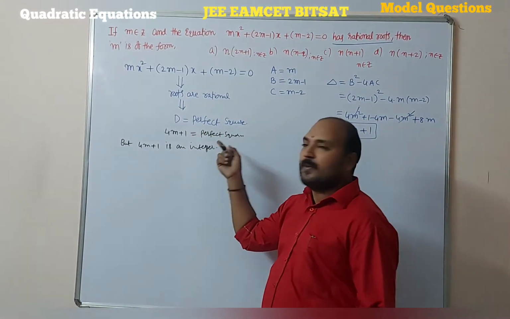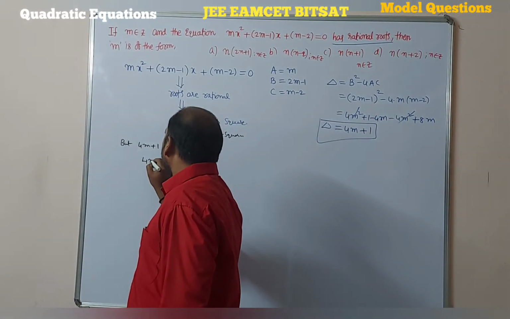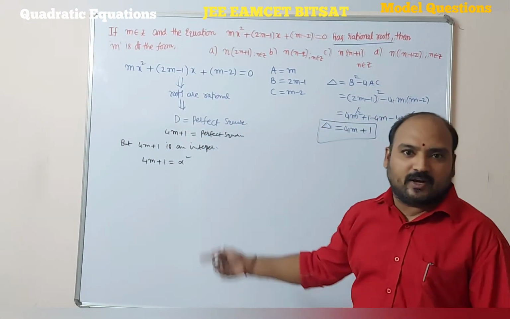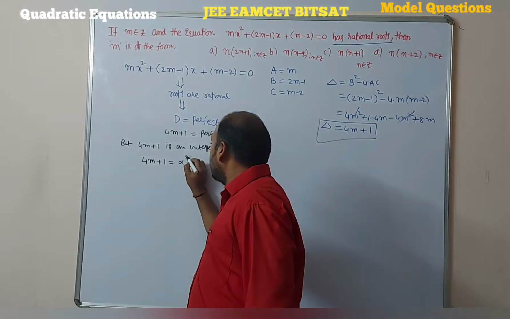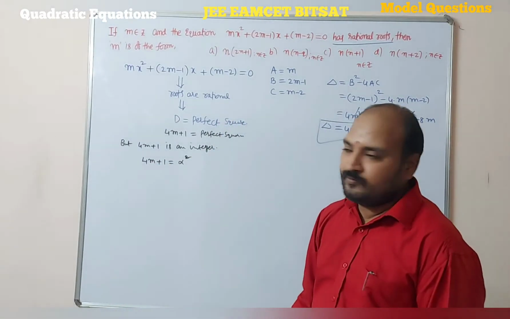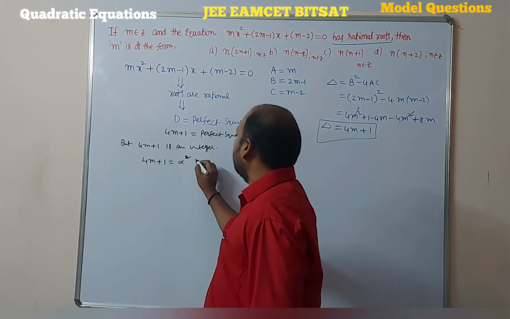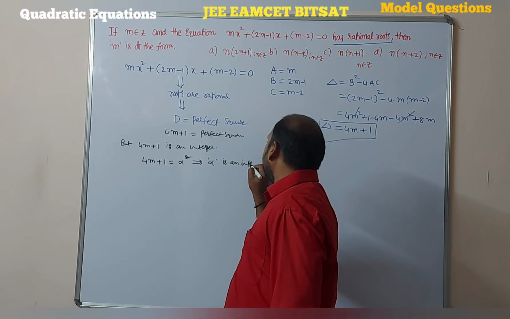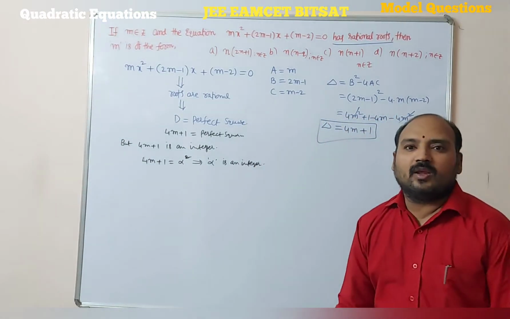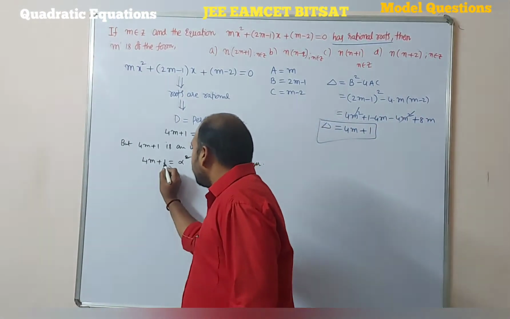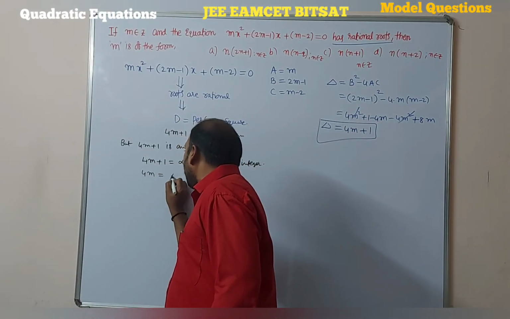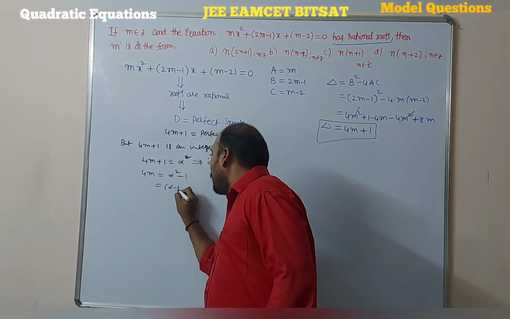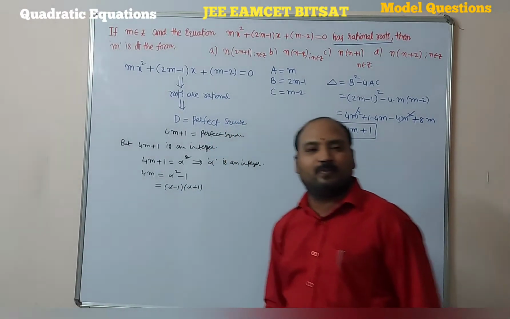So 4m plus 1 is a perfect square means let 4m plus 1 is equal to some alpha square. You take it. Perfect square, alpha square. Whenever alpha square equal to 4m plus 1, so obviously alpha is also an integer. This one we can take this side. 4m is equal to alpha square minus 1. Alpha square minus 1 can be written as alpha minus 1 into alpha plus 1 only, no?